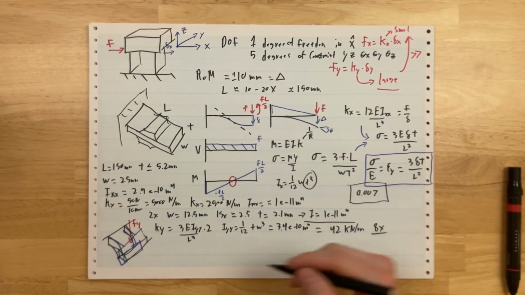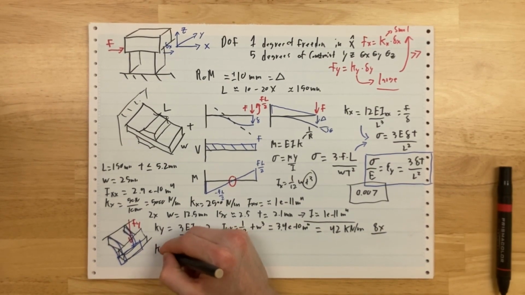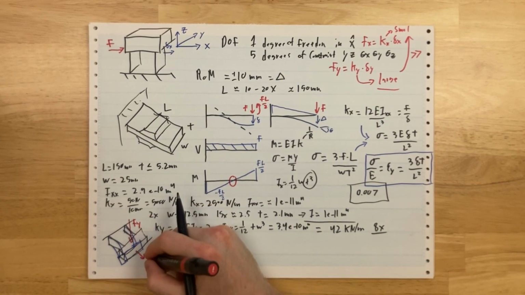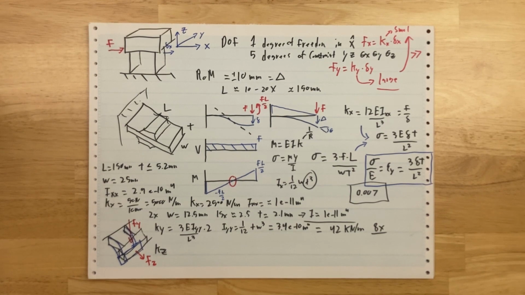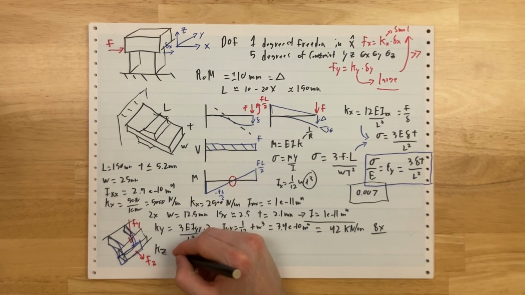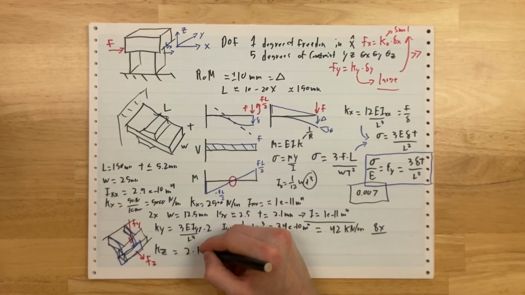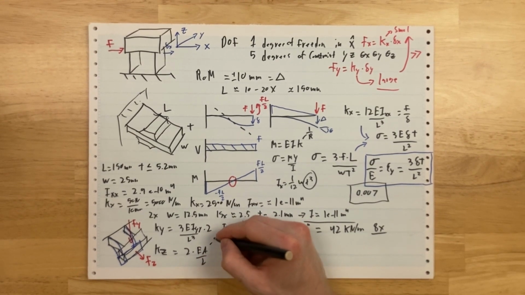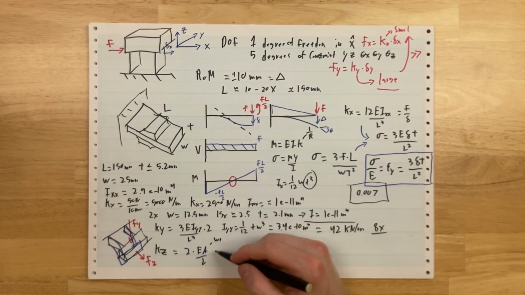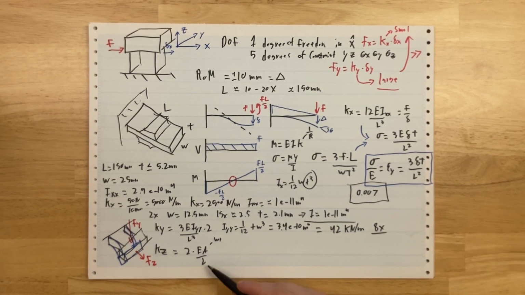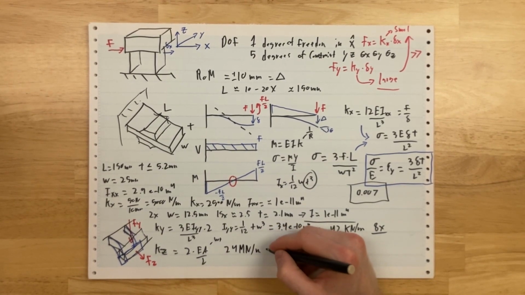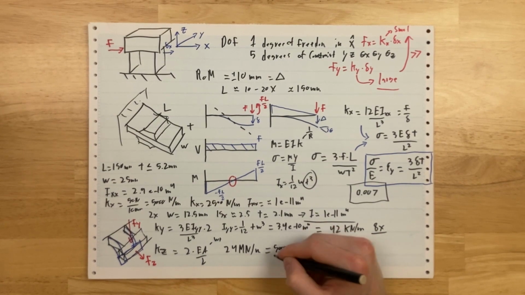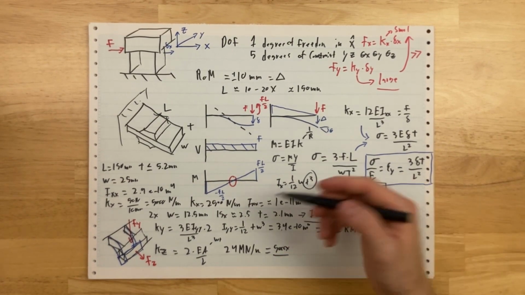Let's compare it to Z. If I'm pulling in Z, I'm now pulling on the two beams in tension, and that is an awesome thing to do because it's way, way stiffer in tension. So I'm going to take 2 times the stiffness in tension, which is EA over L. The area is just WT. Wow, I have no more cube terms in my top or the bottom. So this is already going much better. And you end up with something like 24 meganewtons per meter. And it's about 5,000 times stiffer in the z-axis than it is in the x-axis.